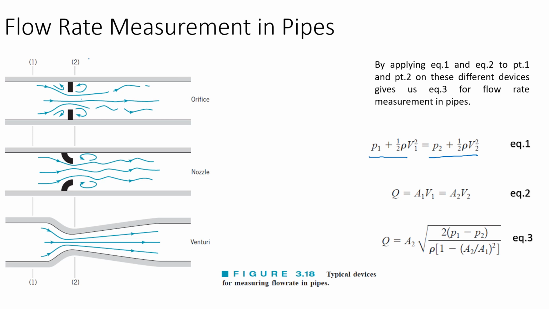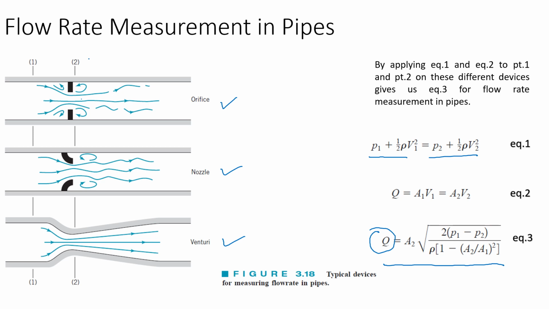I'm going to repeat this again. This is the equation that is going to be used for all these three arrangements. Not a single one, but this equation can be used for all these three arrangements to measure the flow rate inside the pipe.